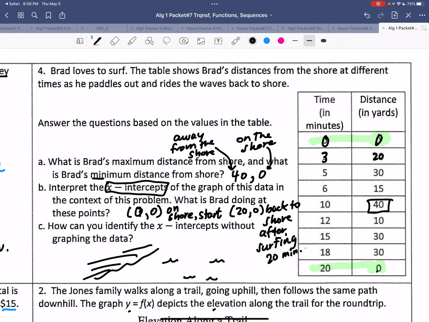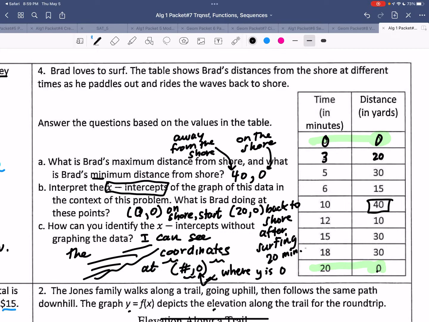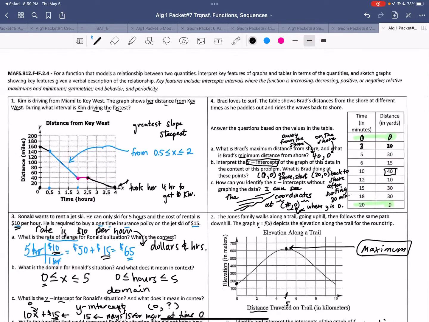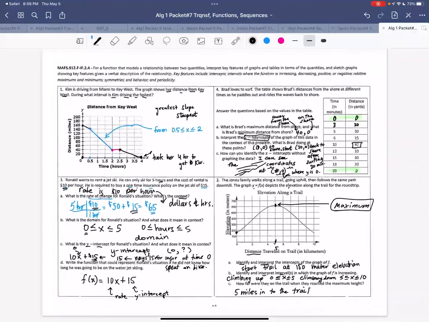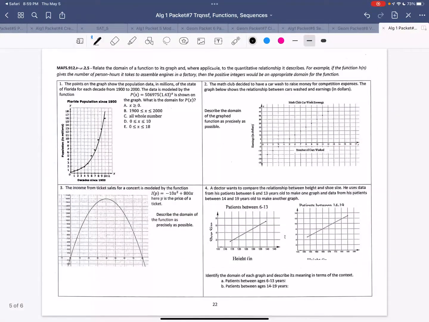Nice. How can you identify the X-intercepts without graphing the data? I can see the coordinates at some number times 0. So I'm looking where Y is 0. All right, well done, guys. All right, so that's one learning goal. There's one more learning goal we want to look at.